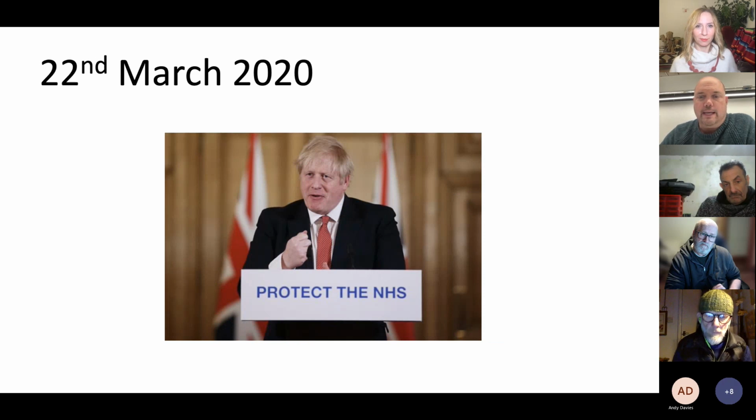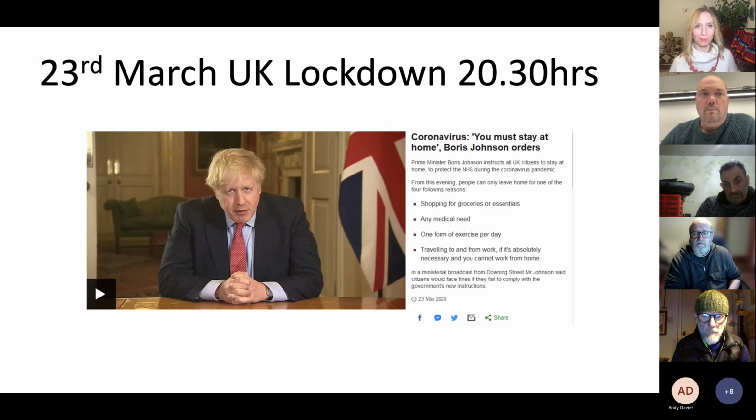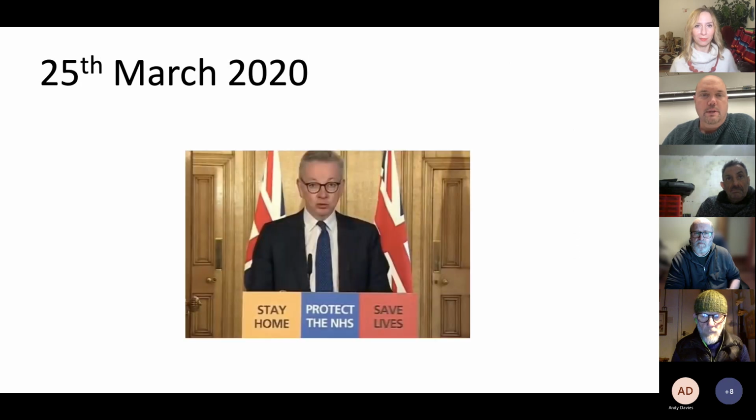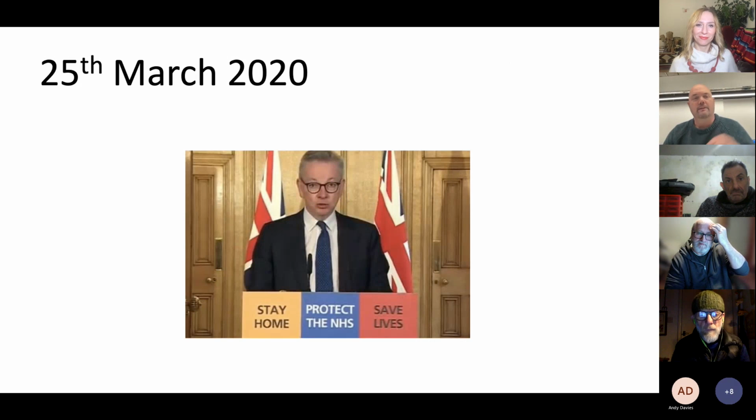22nd of March, Protect the NHS, seemingly for the first time, is used as part of this triptych of Stay at home, Protect the NHS, Save lives. Moving on to the 23rd of March, lockdown begins, 20:30 hours. You must stay at home, Boris Johnson orders. Unless, of course, you're going to a party ordering canapés or going for a drive across country to check your eyesight, or having an affair with one of your office PAs, seemingly all of which are perfectly acceptable for our current government. Notwithstanding, the 25th of March, this is really interesting.